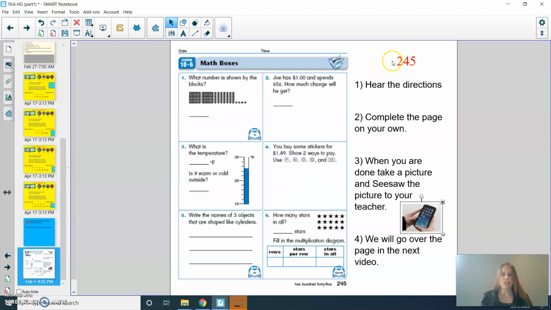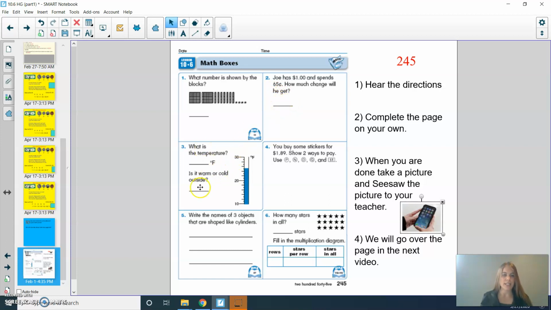So looking at page 245, math box is from lesson 10.6. For question number one, what number is shown by the following blocks? For question number two, Joe has $1 and spends 65 cents. How much change will he get? If you want to write down how many coins or which combination of coins, that might be helpful. And then you can add the coins together to write your answer on the line.